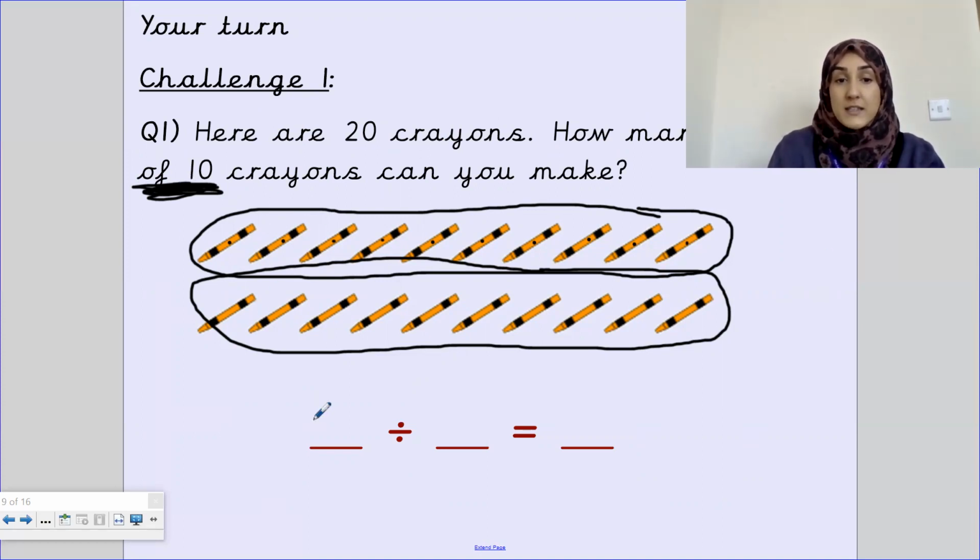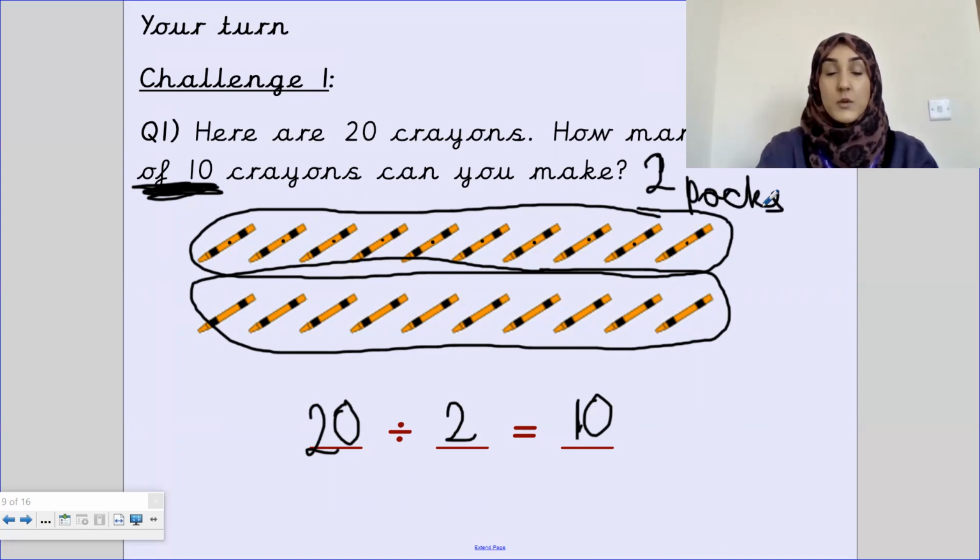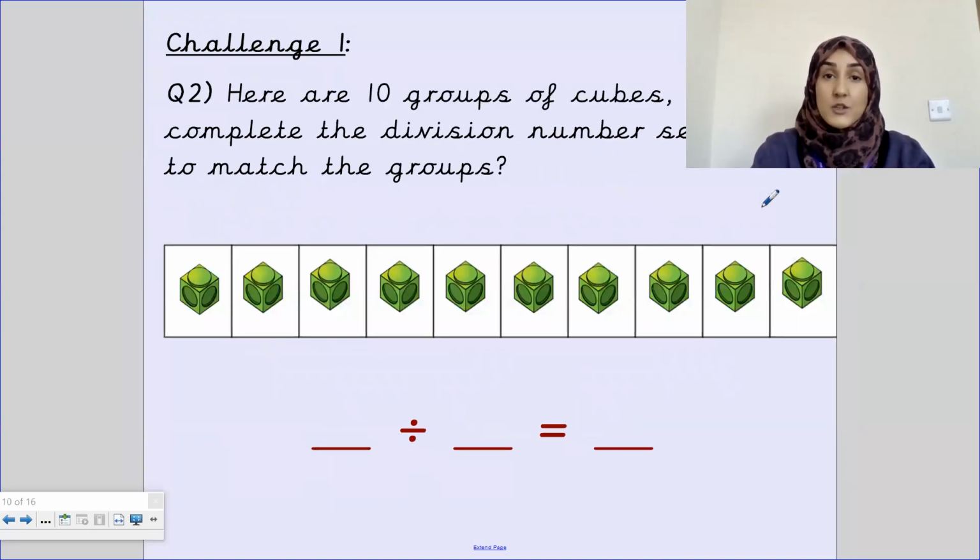Now, 20 crayons altogether have been grouped into two groups or 2 rows, and we have 10 in each row. And that is how we complete our division sentence. How many packets can we make? We can make 2 packs. Okie dokie. Now, I would like you to complete question number 2 by yourself.